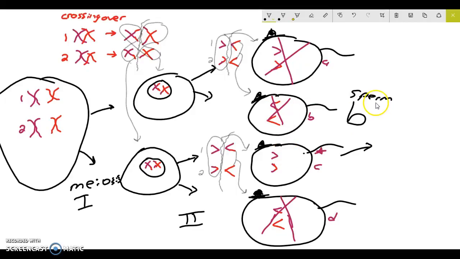Okay, so oogenesis, egg production, and 3 polar bodies. Spermatogenesis, sperm production, 4 sperm. They're all genetically different, and that's what I want you guys to remember. Each of these cells is going to be genetically different than each other. And then every time we go through this, we're producing genetically unique cells.